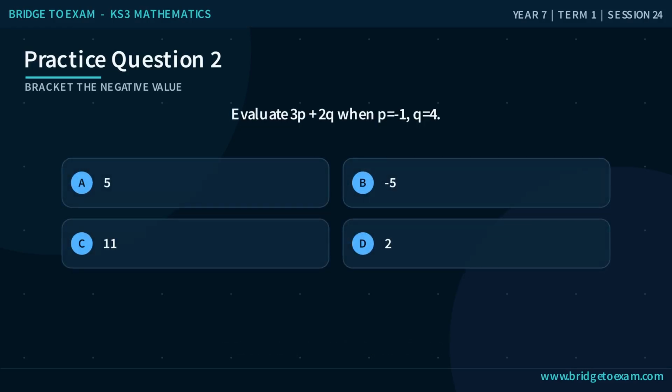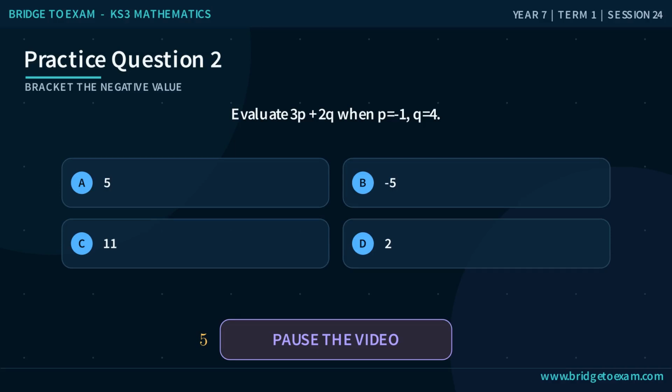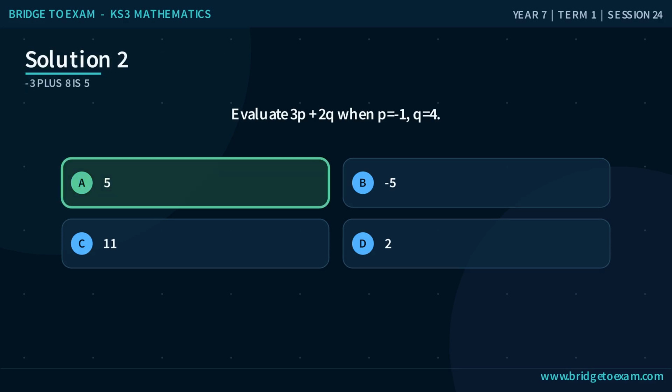Practice question 2. Evaluate 3p plus 2q when p equals -1 and q equals 4. Option A is 5. Option B is -5. Option C is 11. Option D is 2. Pause and substitute both values with brackets around the -1. Option A is correct, 5. 3 times -1 plus 2 times 4 is -3 plus 8, 5.